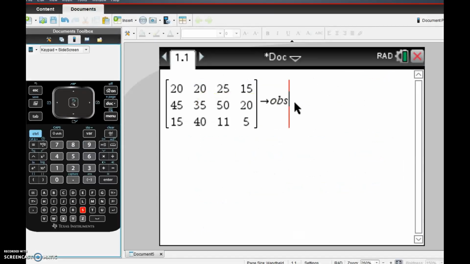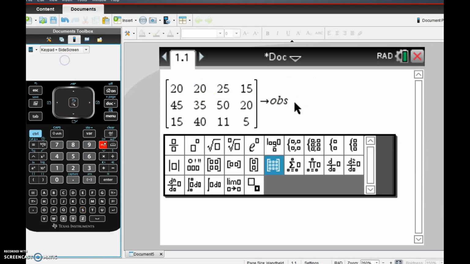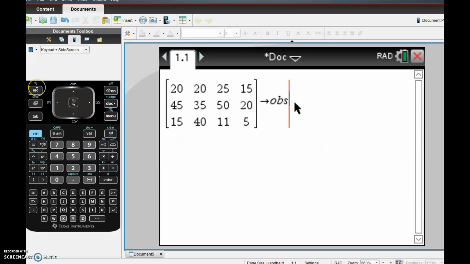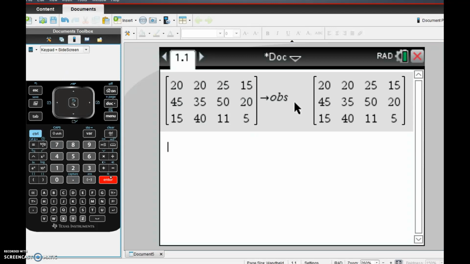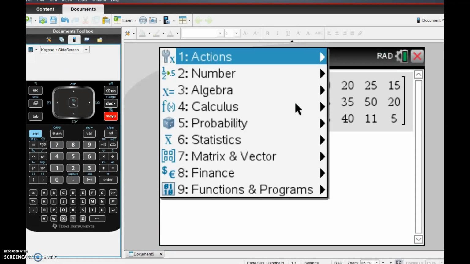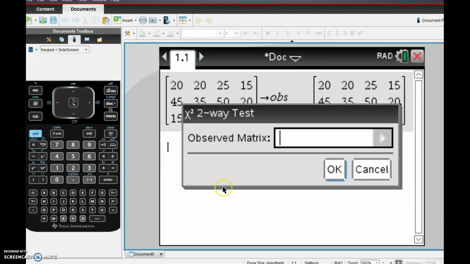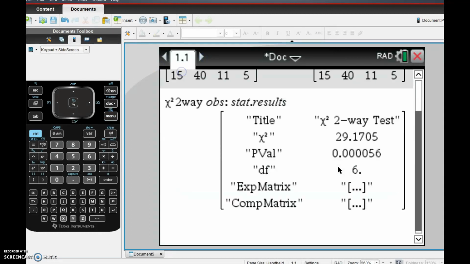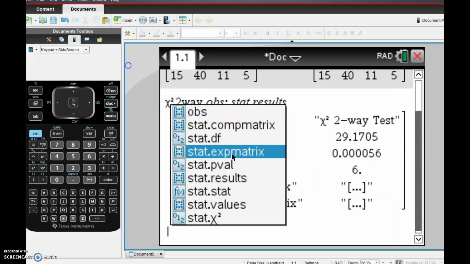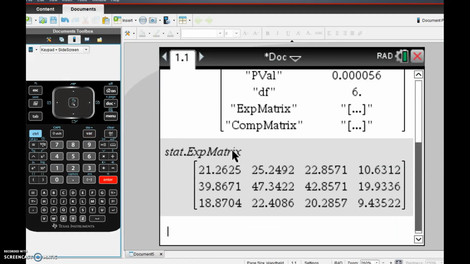I've already put the matrix in our calculator. Remember, you hit this little button here to get the matrix, and then you put in the right size. I'm going to store it into OBS. That's the only input that you need for your calculator. Menu, statistics, stat tests, two-way test, put in your observed matrix. Now you want to see the expected counts, hit the vars key. Go to your expected counts.